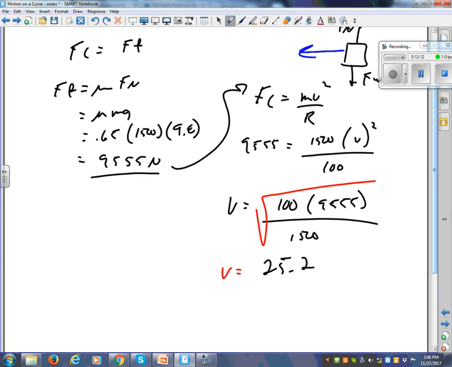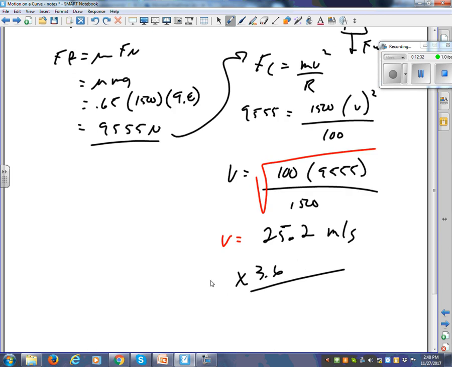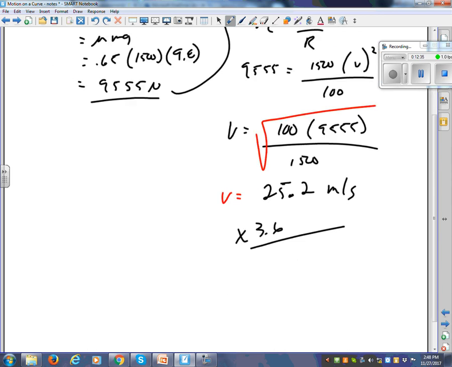And you get something like 25.2. Whoa. I can only go 25 kilometers an hour around this corner? Are you sure? Yep, meters per second, because that's the standard unit. So that 25.2 is meters per second. And of course, you're going to have to multiply by 3.6 because nobody knows how fast that is. And you get 90.9 kilometers per hour. If you go faster than 90.9, you're going to start sliding out.